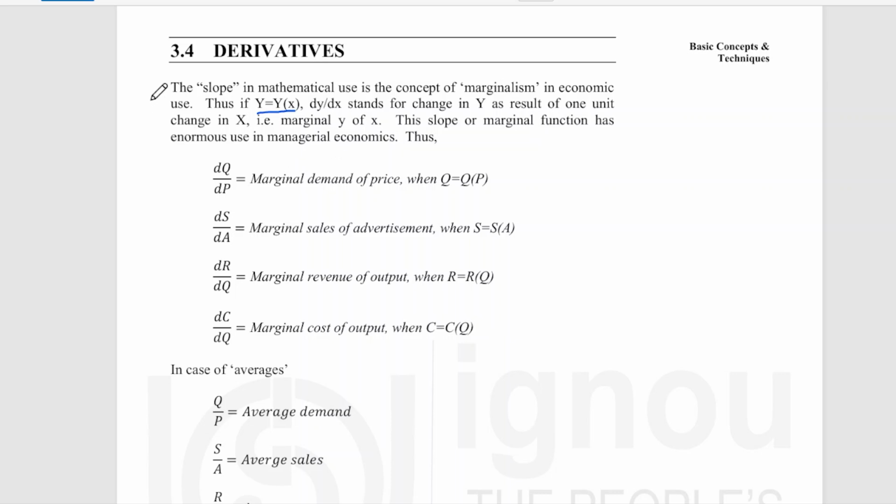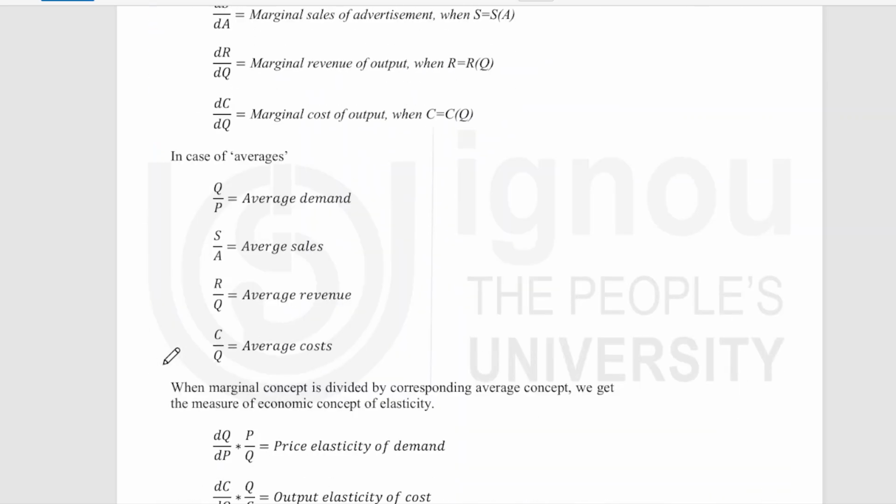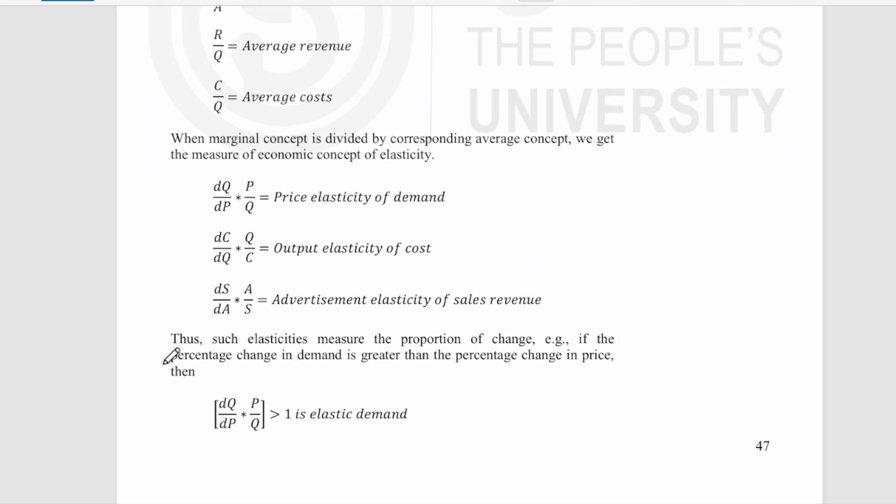Okay, so this is about derivatives. Here dq divided by dp is equal to the marginal demand of price when q is equal to q of p. And in the case of average, q by p is equal to average demand. When the marginal concept is divided by the corresponding average concept, we get the measure of the economic concept of elasticity, that is dq divided by dp into p divided by q, that is price elasticity of demand.